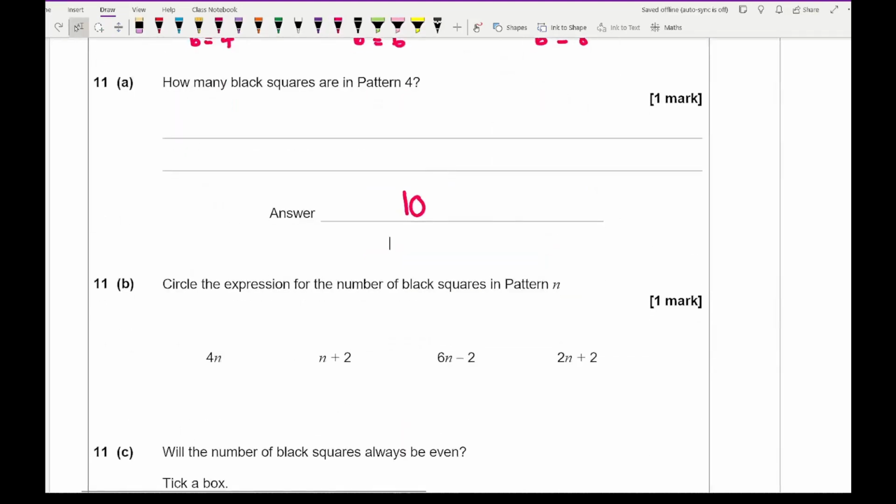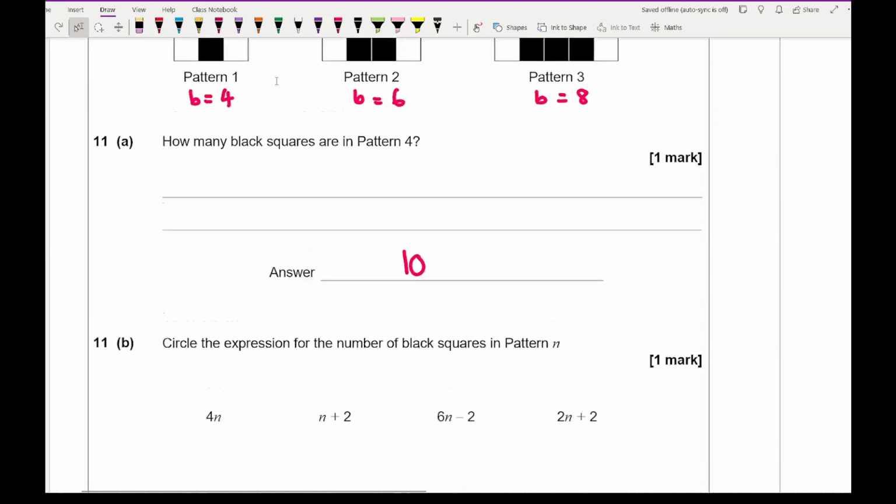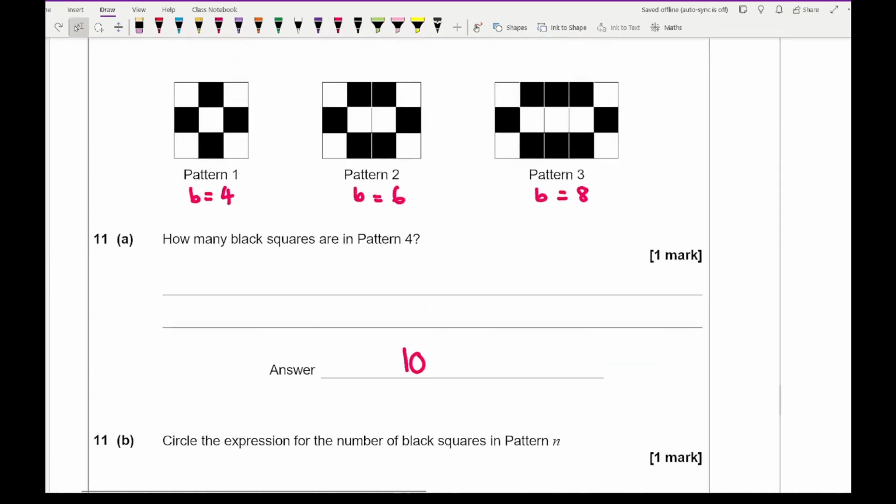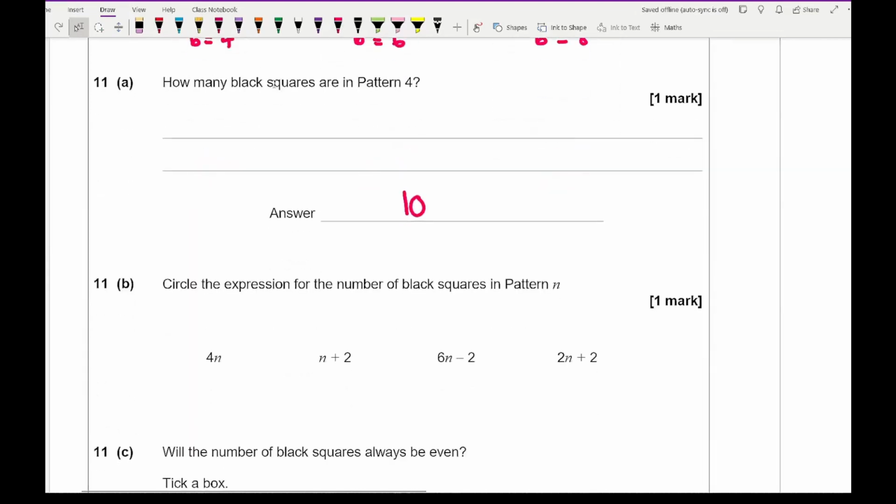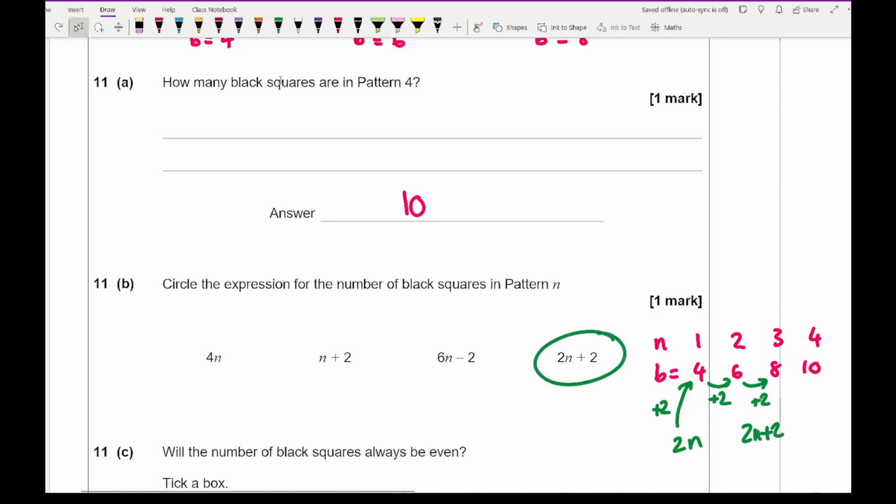For 11b, it says circle the expression for the number of black squares in pattern n. Well, for this, if I do my sequence, I've got n, 1, 2, 3, 4. The number of black squares is 4, 6, 8, 10. So working out the nth term, which is basically what it's asking me, I've got plus 2, so it's going to be 2n. And then to get from 2 to 4, I need to add 2. So the nth term is going to be 2n plus 2, which is my 4th option.